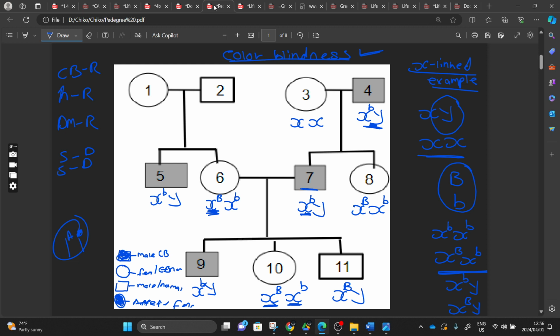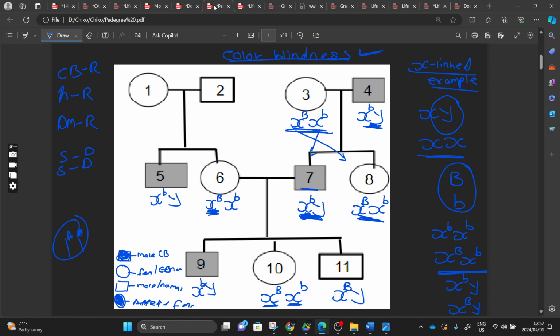We come to number 7. Number 7, he got his Y from the father, right? But he got an affected one from the mother. This X, he got it from the mother. It means number 3, the mother, she has the small and the capital letter B. She gives this to the daughter for the daughter to be clean, not to be affected. But when she gives this small b to the boy here, we see that the boy was affected. So this one, she's a carrier, right?